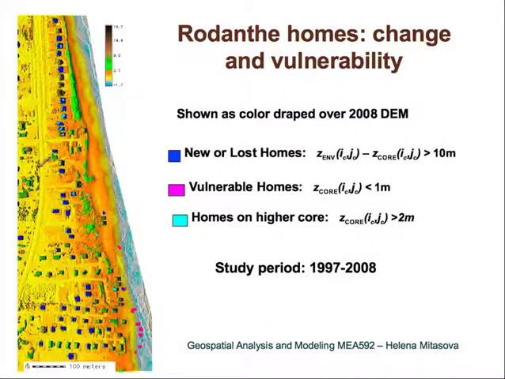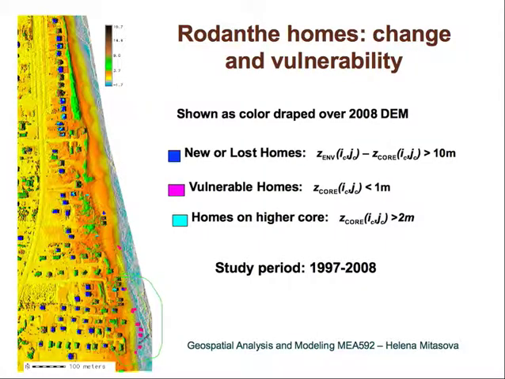And here is another interesting area, and that's Rodanthe, that had many new homes built since 1997. So you can see all of these blue homes are the homes that were added, again, based on the analysis of around 13 digital elevation models in a very fast way using the core and envelope. Then there is a set of homes that were lost during this time period.